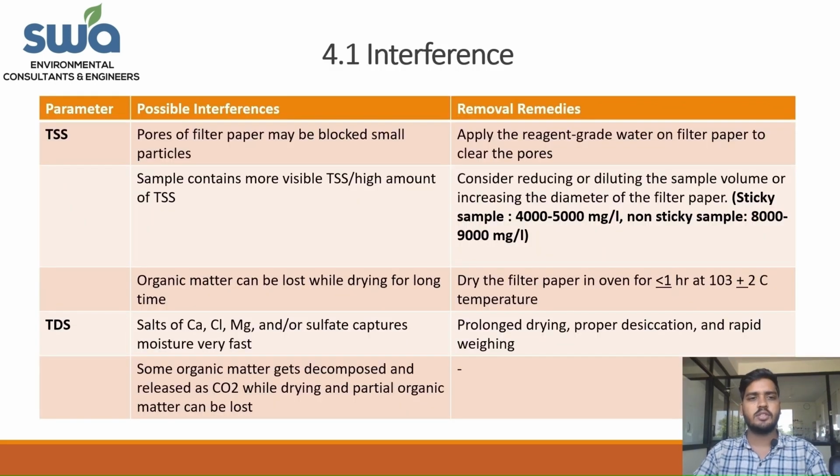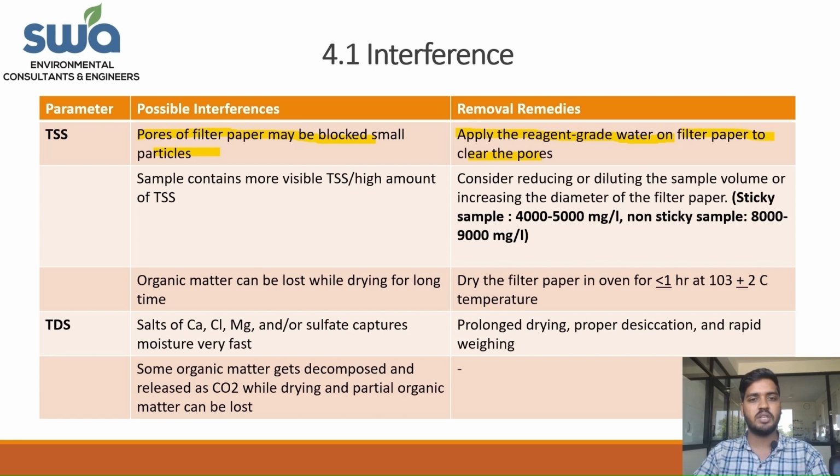So now let's see which kinds of interference can affect the procedure for total suspended solids and total dissolved solids. Firstly, we will understand the total suspended solids. Very firstly, the pores of the filter paper may be blocked by small particles. In this case, to prevent this kind of interference, you can apply reagent grade distilled water on the filter paper to clear the pores.